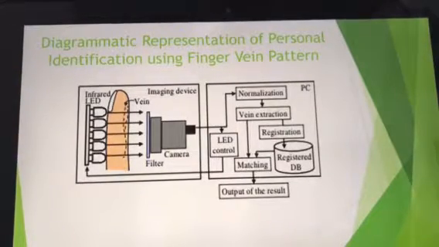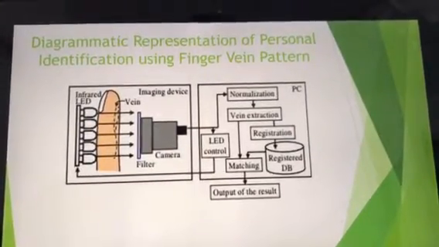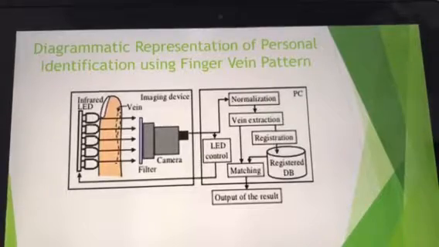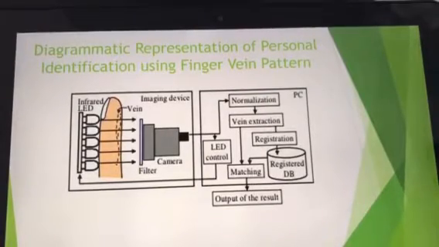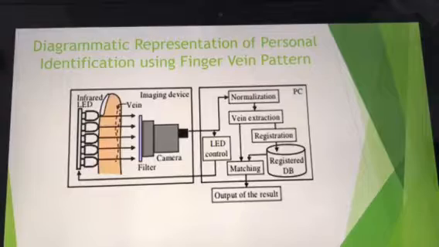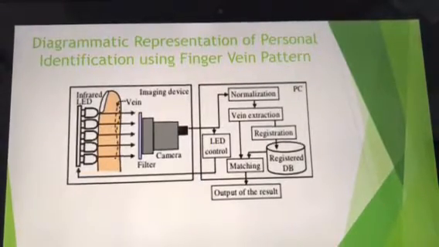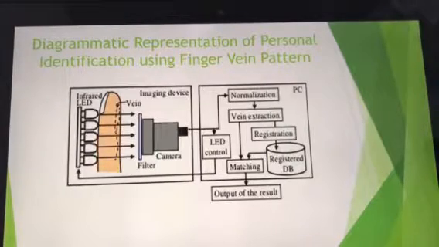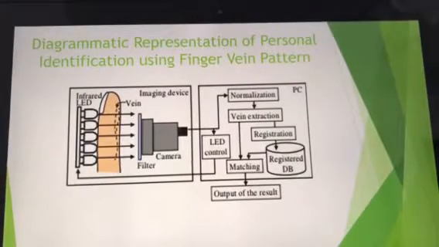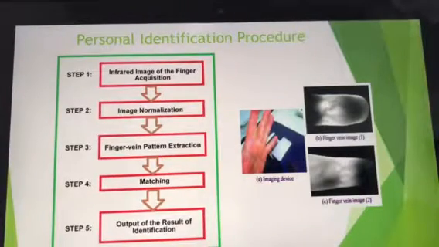Diagrammatic representation of personal identification using finger vein pattern. So as we can see, the infrared light over there: once you place the finger inside, the light passes and is absorbed by the hemoglobin in the blood, and the image is captured by the camera just right behind the finger. And this whole procedure goes through normalization and other control databases, takes the output, and matches the parameters using that database.